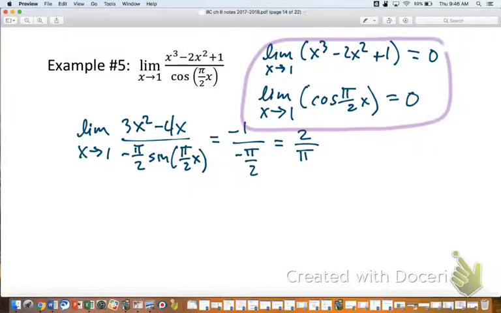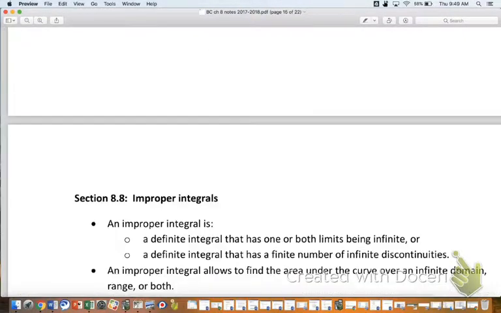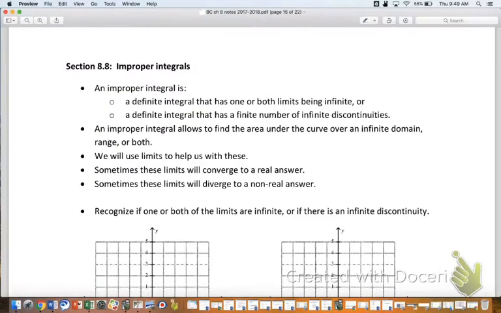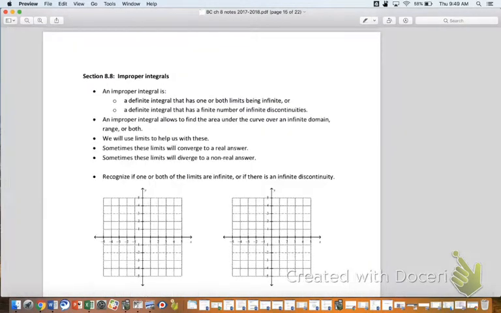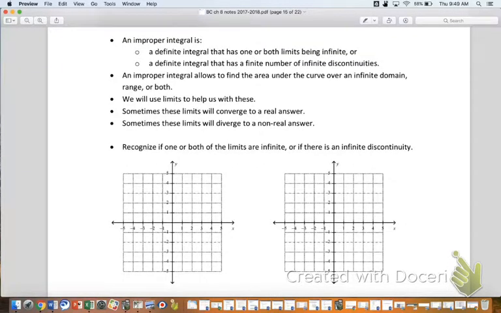All right, fair enough. So then we are going to do something I am super pumped about. This is the final section in Chapter 8, and we'll spend a couple of days on this. And this section is called Improper Integrals. And this is going to be really fun. This is going to lead us to some cool places.